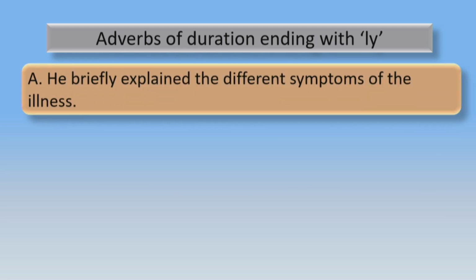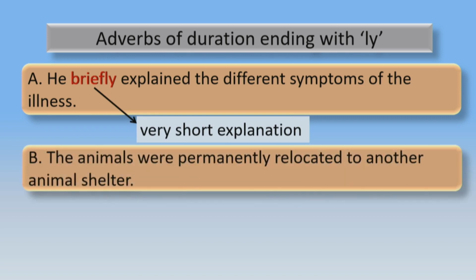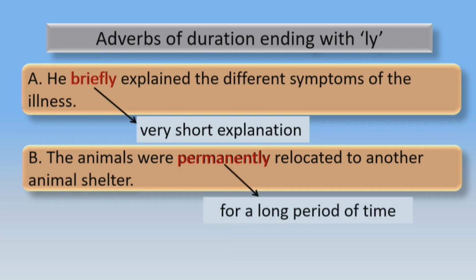He briefly explained the different symptoms of the illness. The adverb briefly implies that the explanation of the different symptoms of the illness was very short. The animals were permanently relocated to another animal shelter. Here, the adverb permanently shows that the relocation lasted for a long period of time.